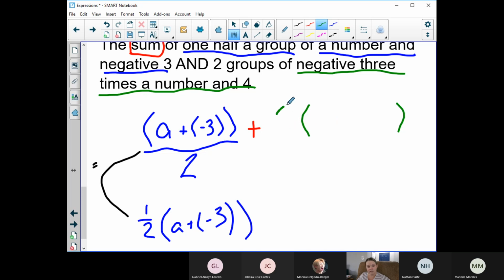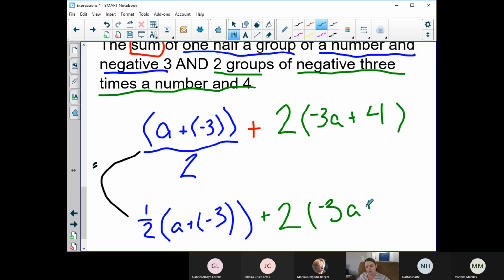All right, so Nathan says it's going to be 2 on the outside, so 2 groups. -3a plus 4. And if I wanted to write it down here with my 1/2 the other way, the back part of this expression, the second part, is going to look exactly the same. Any questions about that one? Okay.